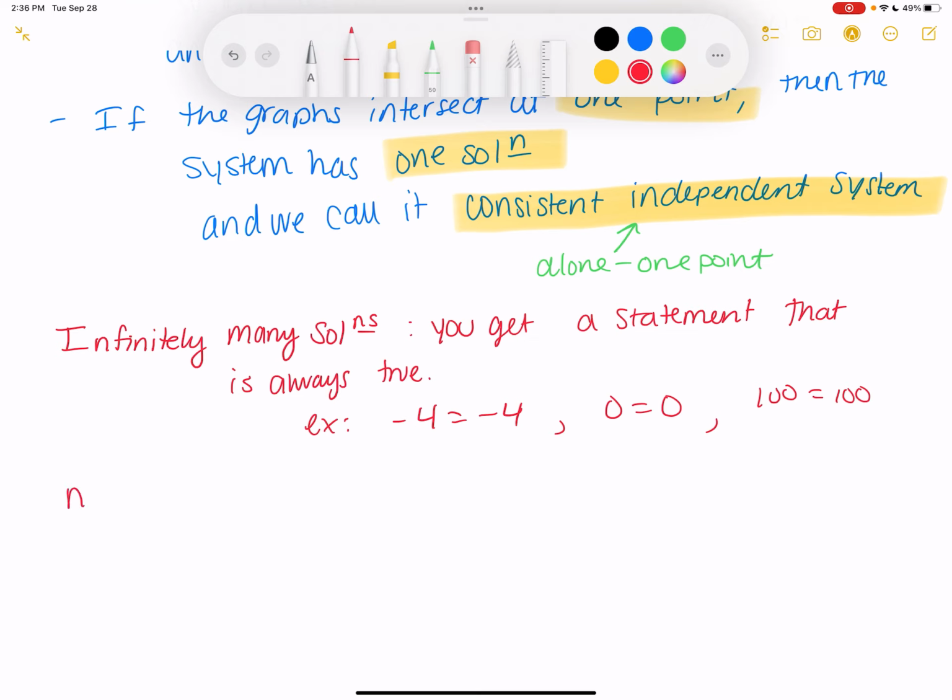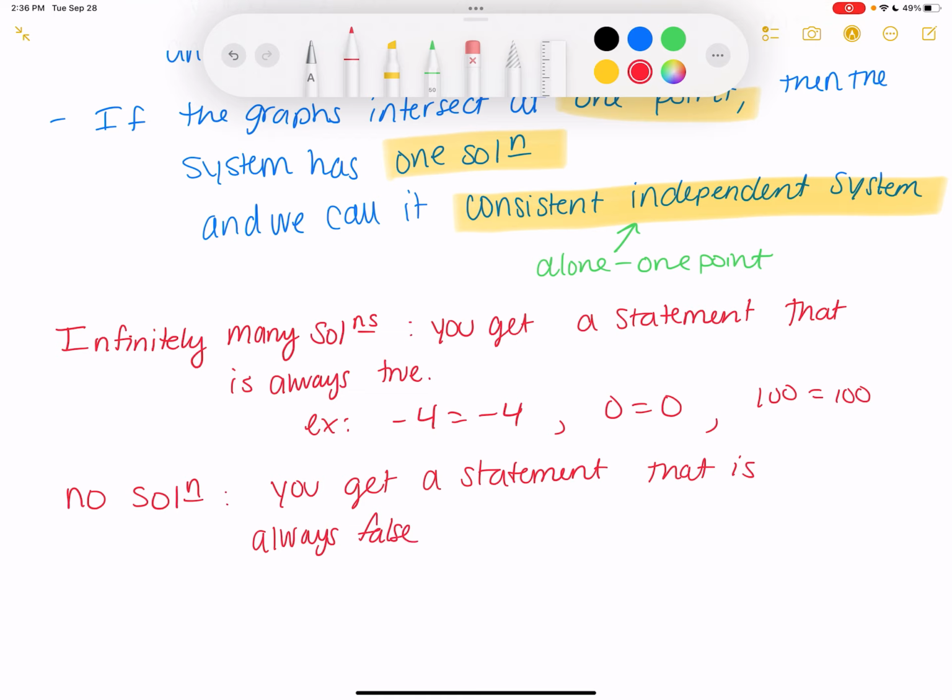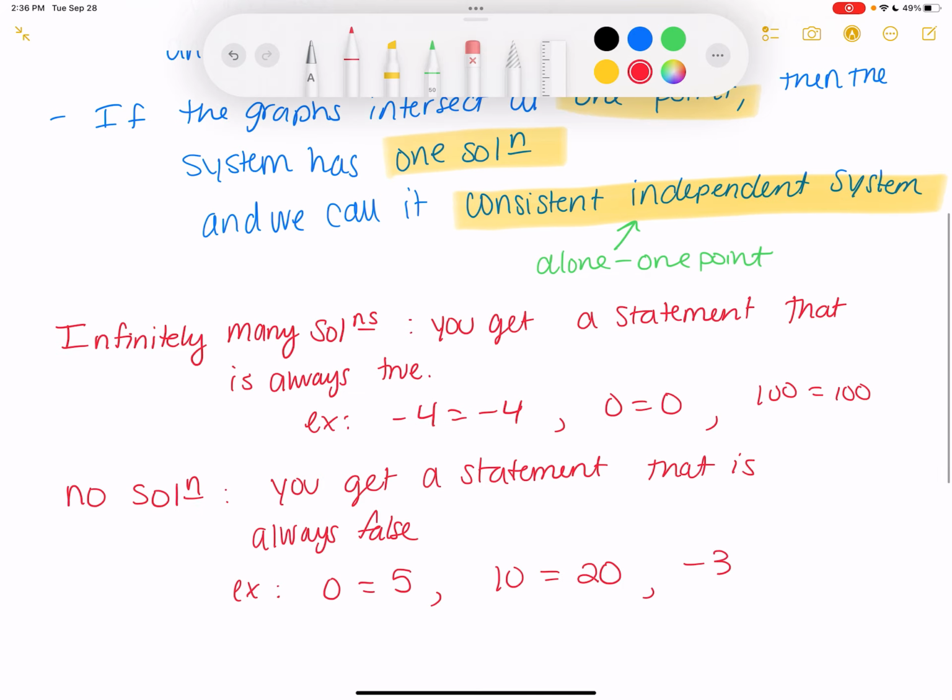For something to have no solution, you get a statement that is always false. So something like 0 is equal to 5, 10 is equal to 20, -3 is equal to 88. That's never true.